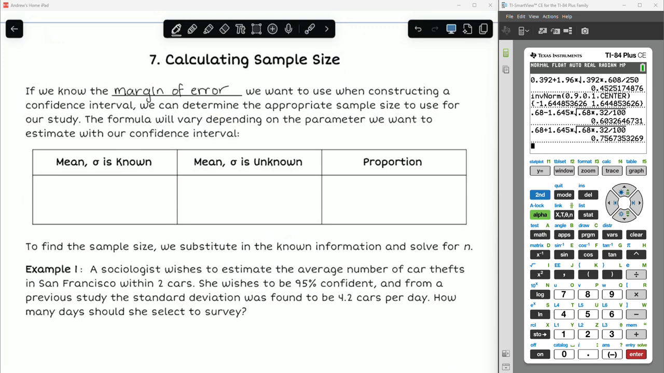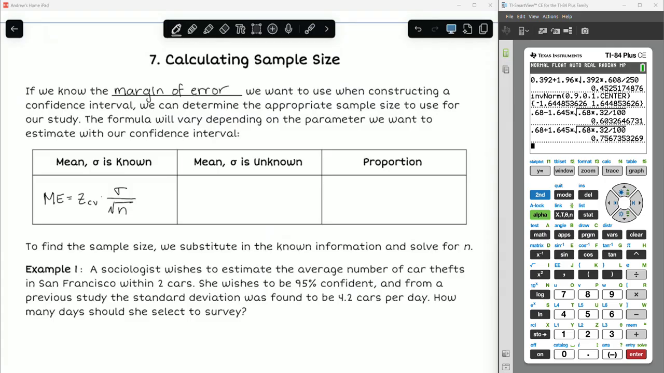Remember that your margin of error is the thing that comes after the plus or minus in the confidence interval formula. So for a mean, when we know the population standard deviation, we know that our margin of error is equal to our critical z-value times the standard error, which is sigma over the square root of n. I would substitute in all of the values I have, margin of error, critical value, standard deviation, and I would solve for n.